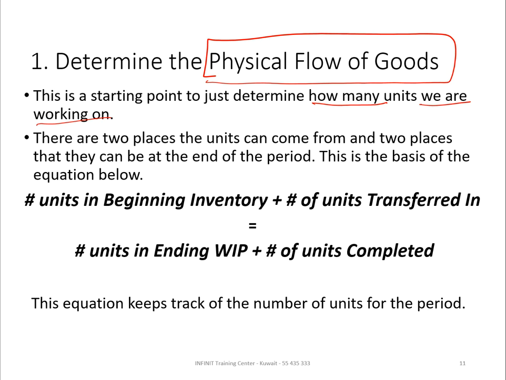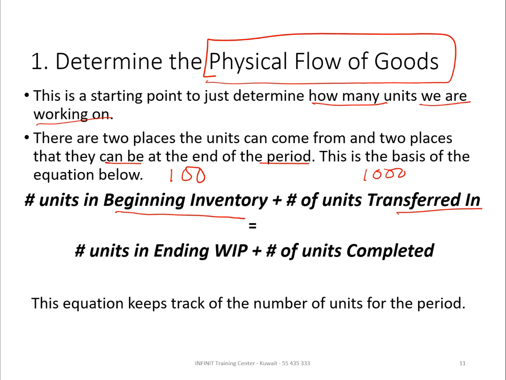Okay, so there are 2 places units can come from and 2 places they can be at the end of the period. From where the units will come, the first one is beginning inventory, the second one is transferred in. As I said, for example, I was having 100 in the beginning and new 1000 units transferred in from the previous department. Now I am working on 1100 units, right? So this 1100 units has to be there in our department if it is not spoiled.